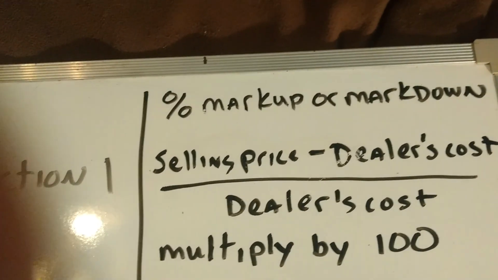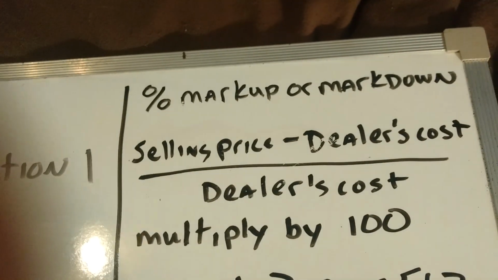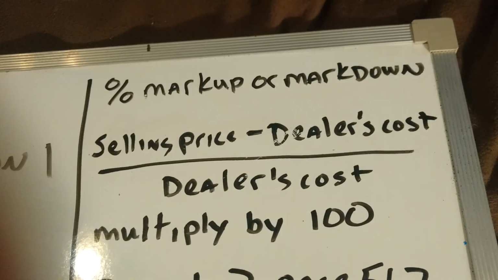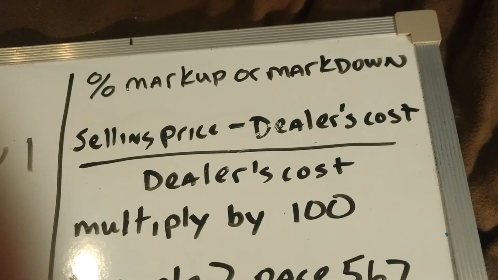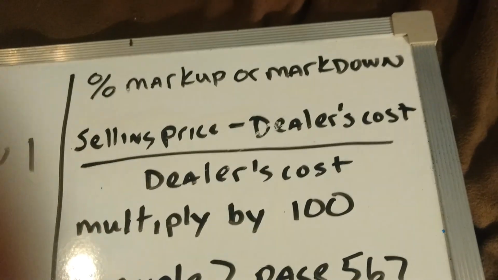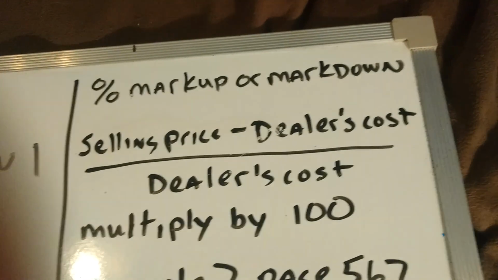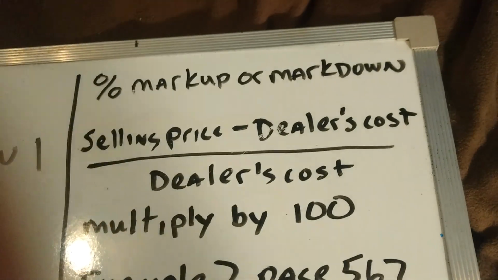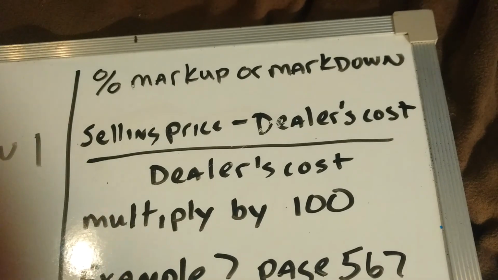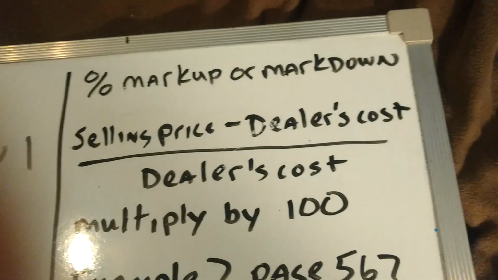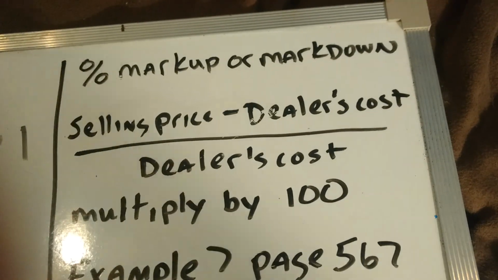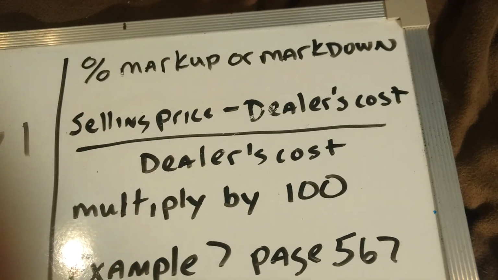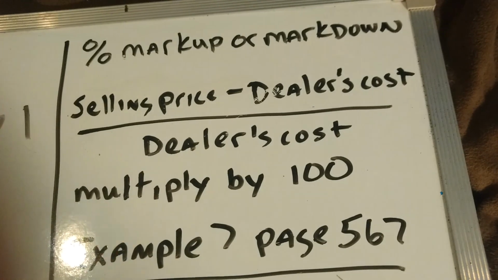Percent markup or markdown is pretty much kind of the same formula. Selling price minus dealer's cost divided by dealer's cost. So now you've got the percent markup if a dealer per se charges more than what they cost, which is what they usually do. Or you have the markdown in terms of the percent discount. And you multiply by 100.